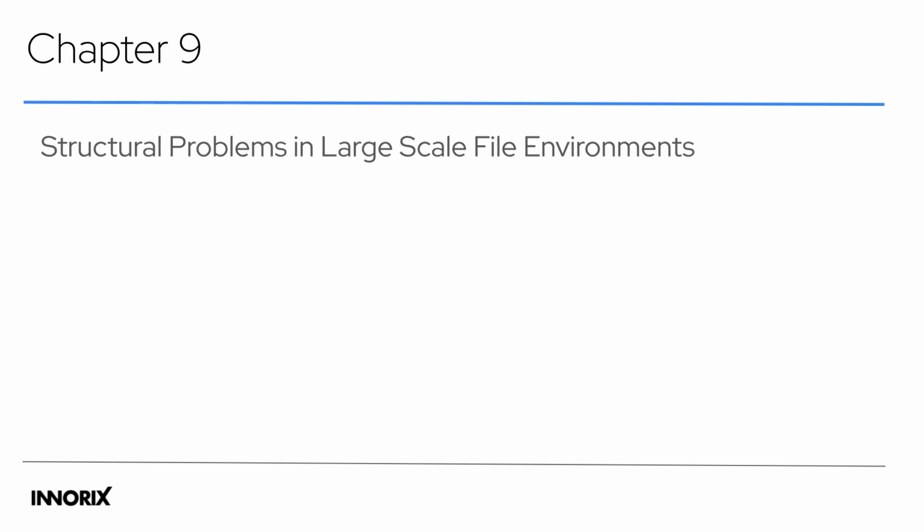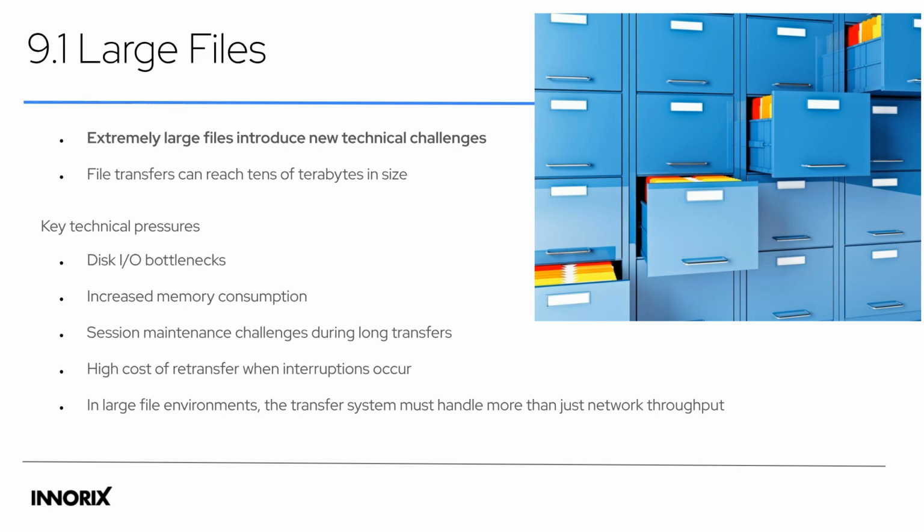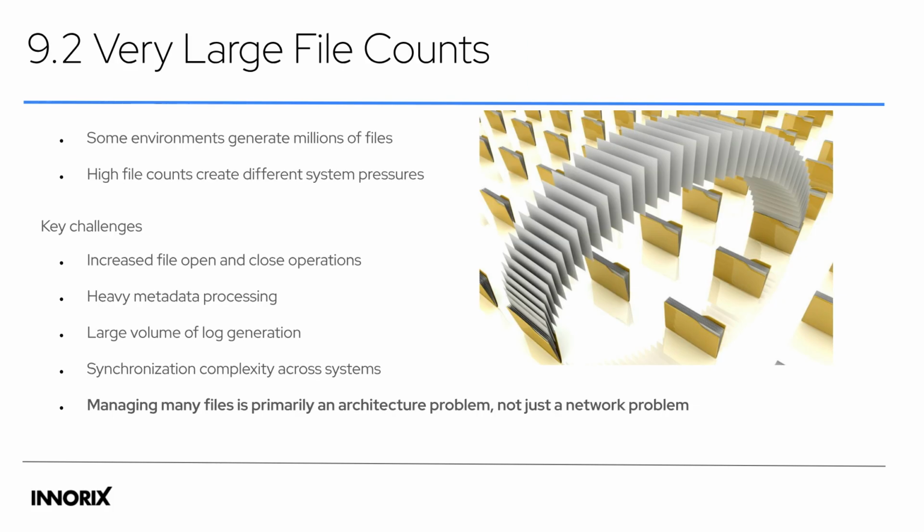Chapter 9 addresses structural problems in large-scale file environments, moving beyond network issues to focus on challenges related to file volume and size. Extremely large files, sometimes tens of terabytes, introduce key technical pressures, including disk I/O bottlenecks, increased memory consumption, and high retransfer costs if interruptions occur during long transfers. Very large file counts, such as environments generating millions of files, create different system pressures. Key challenges include heavy metadata processing, increased file open and close operations, and synchronization complexity across systems.